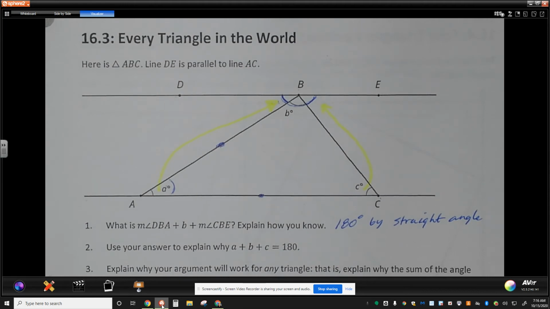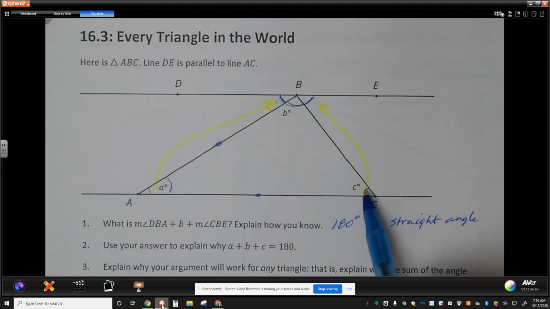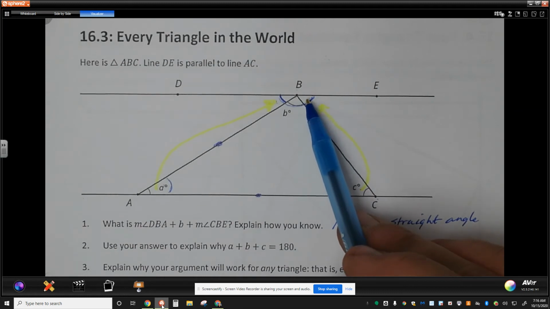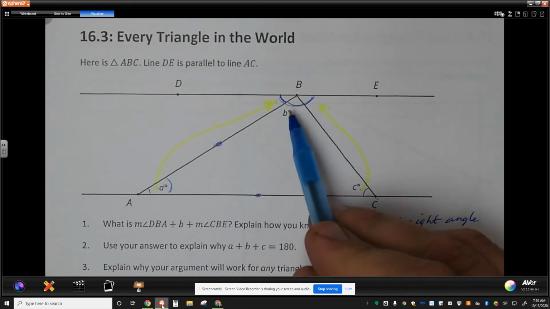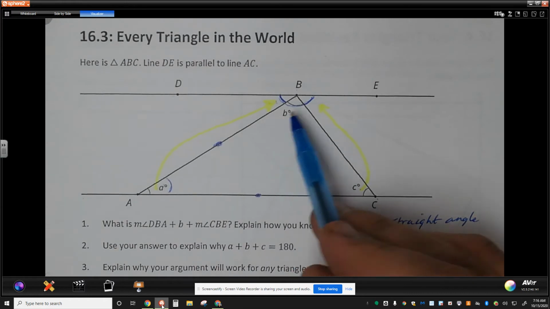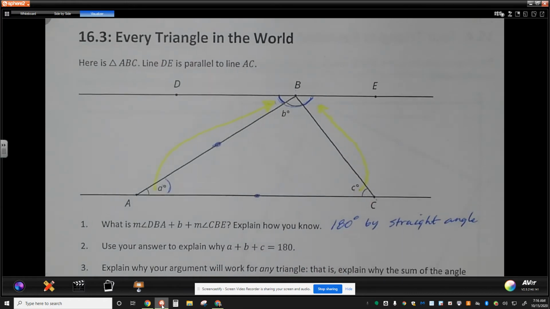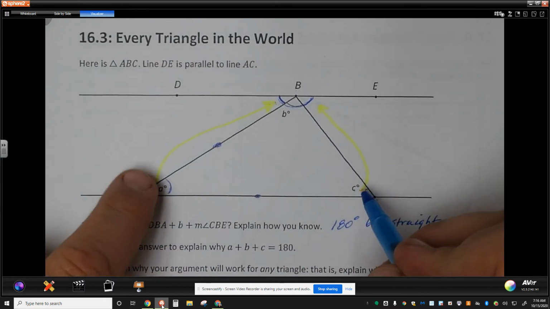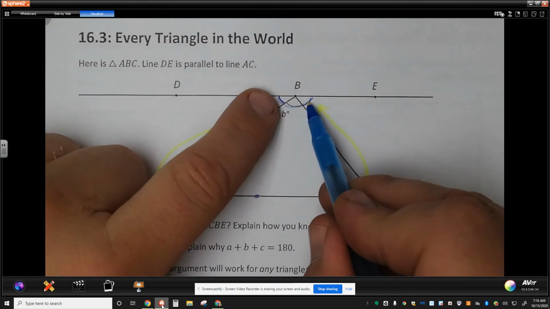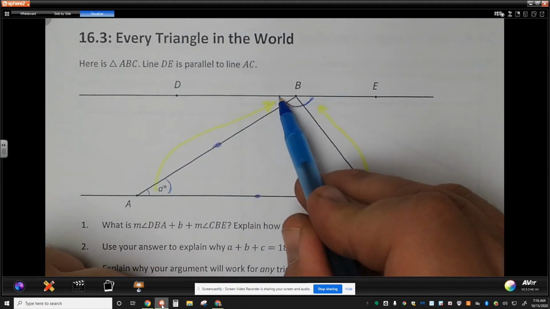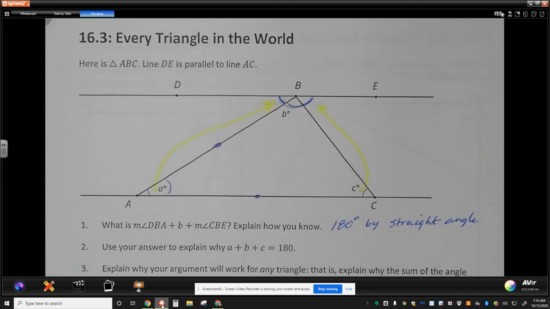So what we can see is our rationale, just like with everything else that we've done in this unit, is that basic rigid transformations preserve angle measures, and they can be used to prove that the interior angle sum, angle A plus angle B plus angle C, is equal to 180 degrees because they relate directly to the same drawing as a straight angle.